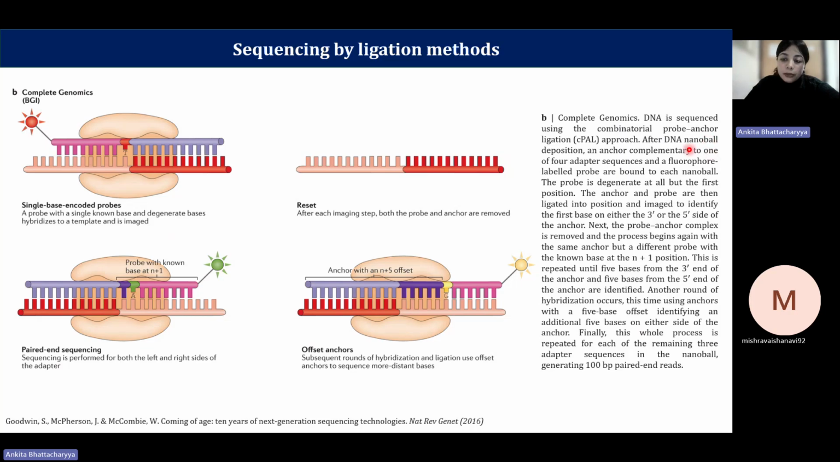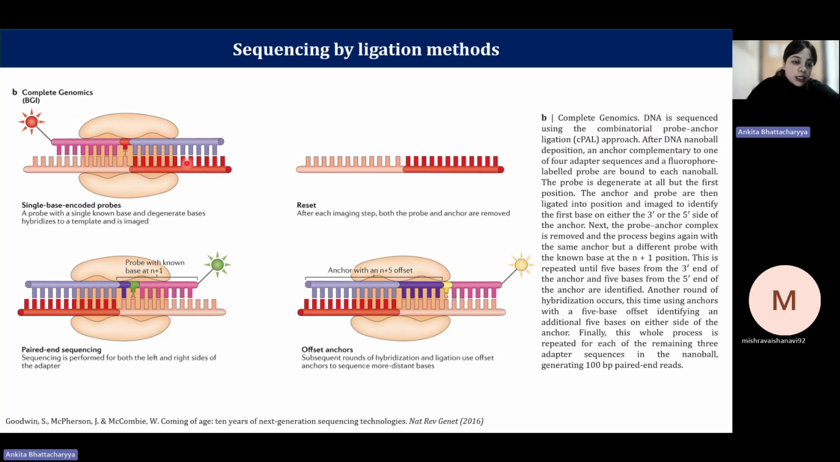So after nanoball deposition in the flow cell has occurred, you again use an anchor similar to the previous strategy. You use an anchor which is complementary to one of the four adapter sequences. If you remember, we had used four adapters: red, green, blue, and orange. So you use an anchor complementary to one of them, and a fluorophore labeled probe is bound to each nanoball. The probe is degenerate at all positions except the first position. So only one position is known. The rest of it is completely degenerate.